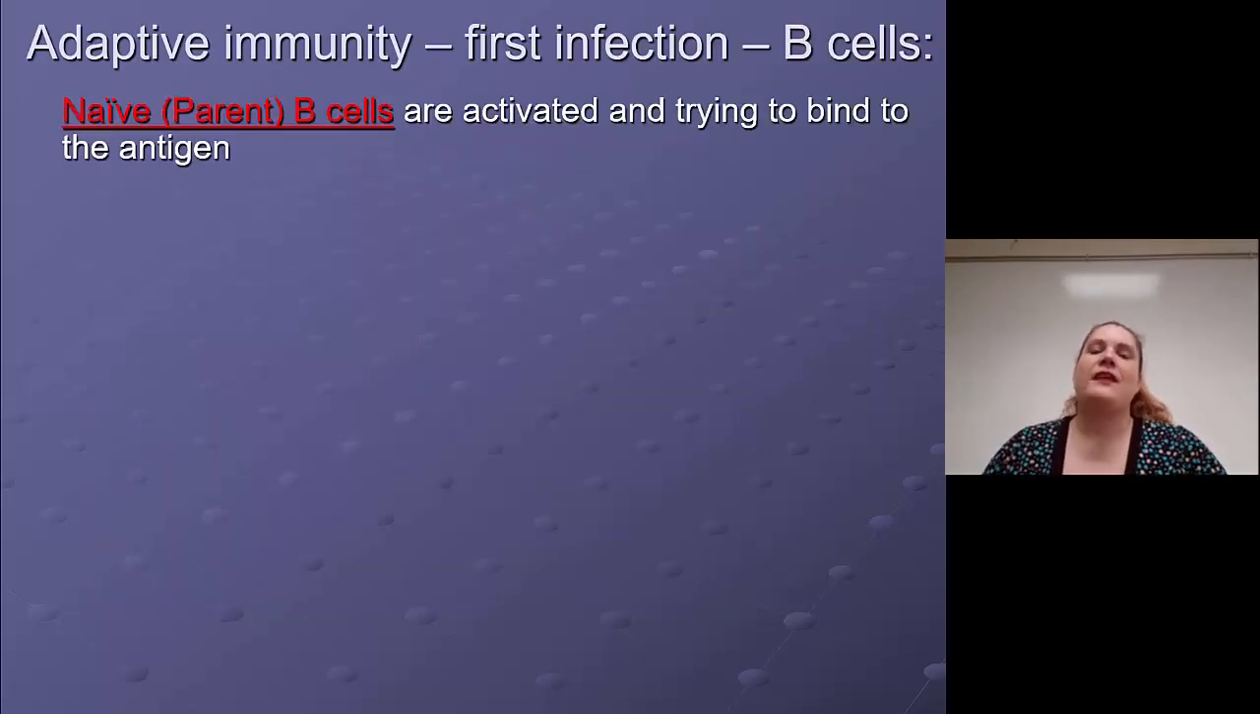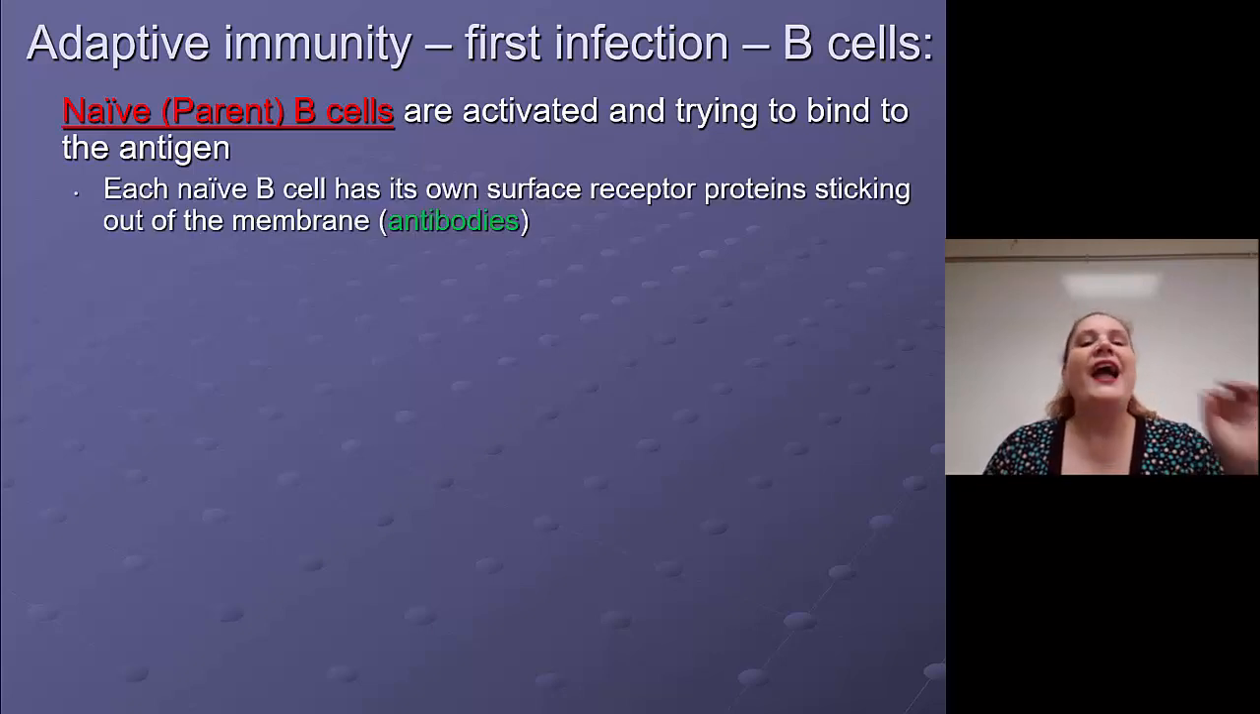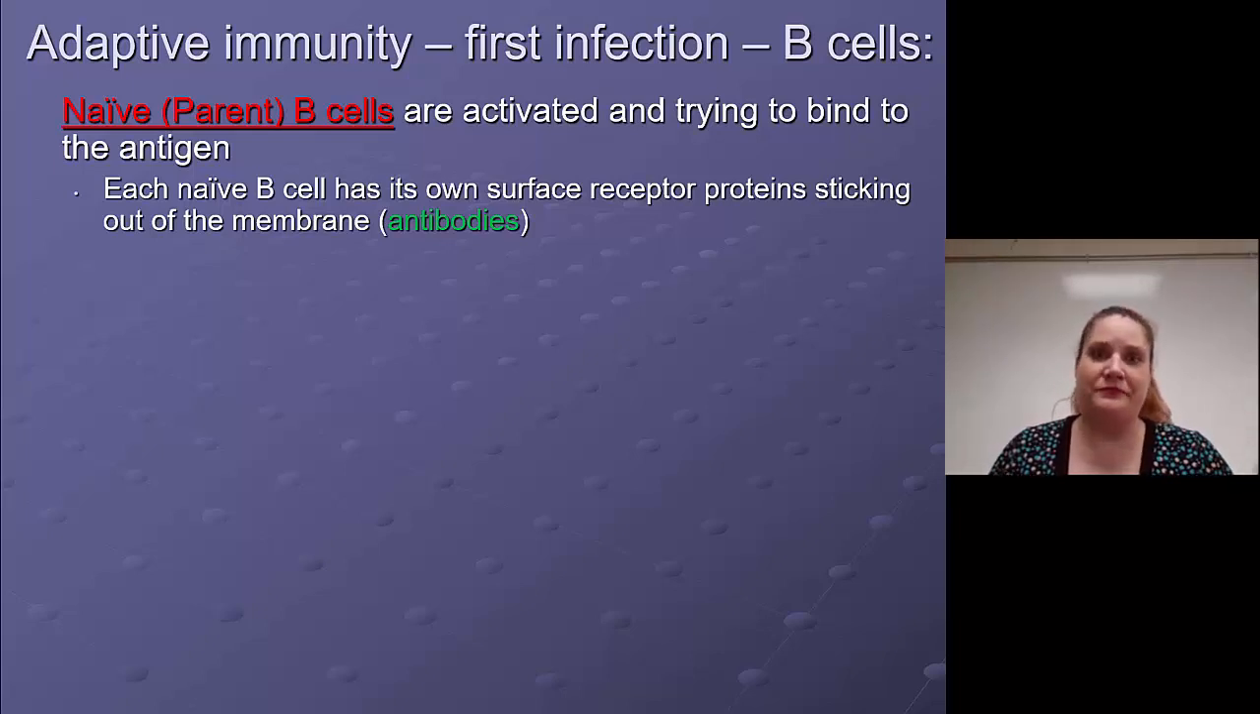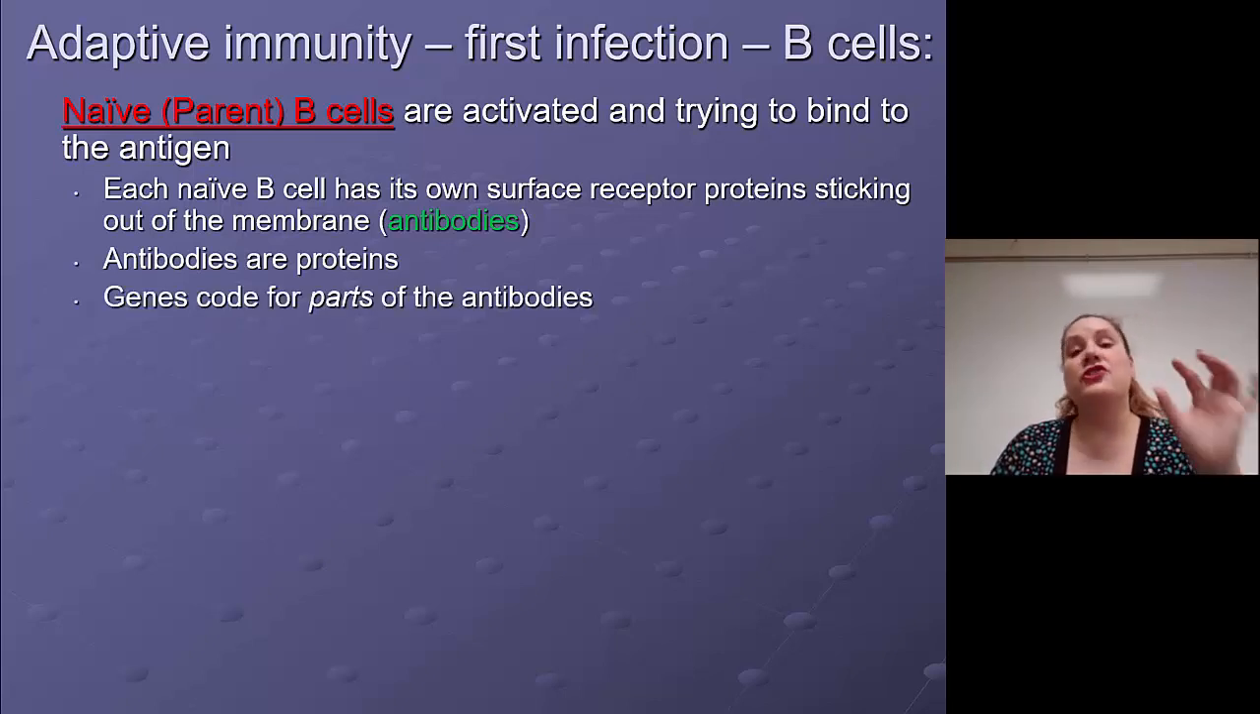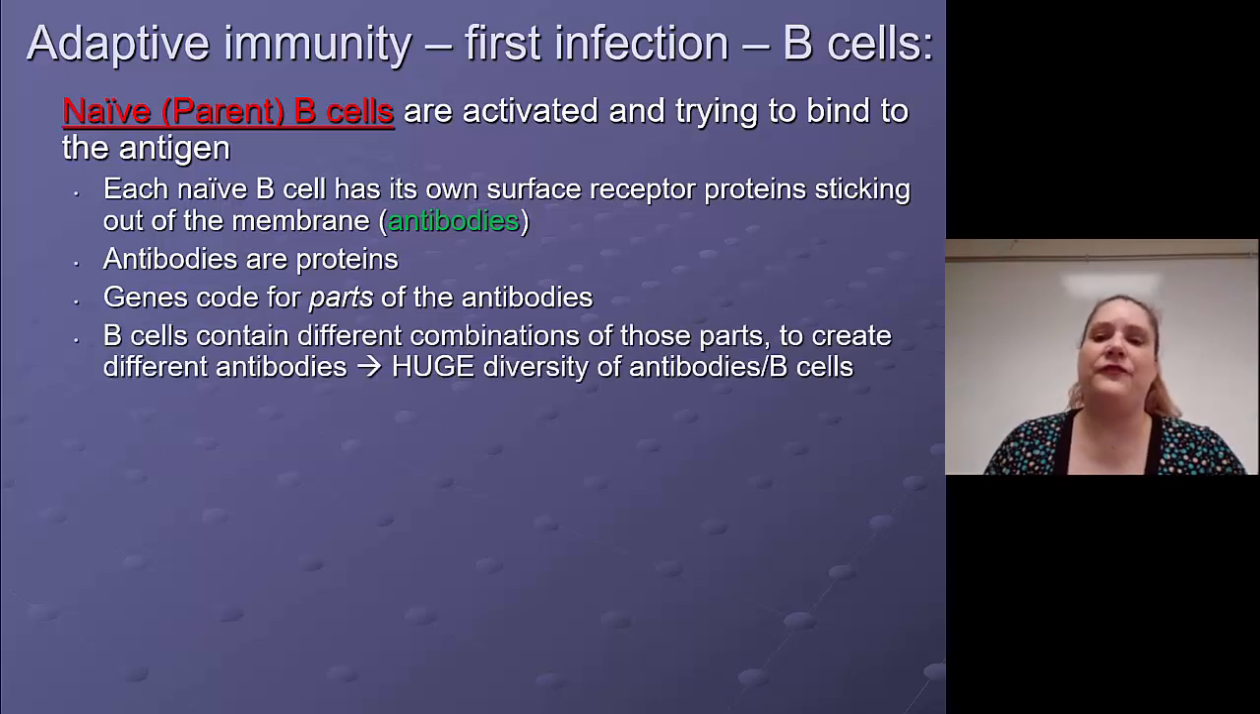Now, B cells. There are these cells floating around that are called naive B cells. They're also called parent B cells, but they're naive. They're innocent. They don't know anything. They haven't seen anything. They're so naive. And they're activated. Okay. And they're going to try to bind to the antigen. So they're going to go to where that antigen is, and they're going to try to bind to it. Every naive B cell has its own surface receptor protein sticking out of the membrane. These are called antibodies. Those little bullets I was talking about. Those are proteins, and there are genes that code for parts of the antibodies. So B cells contain different combinations of those parts. And so you can get different antibodies.